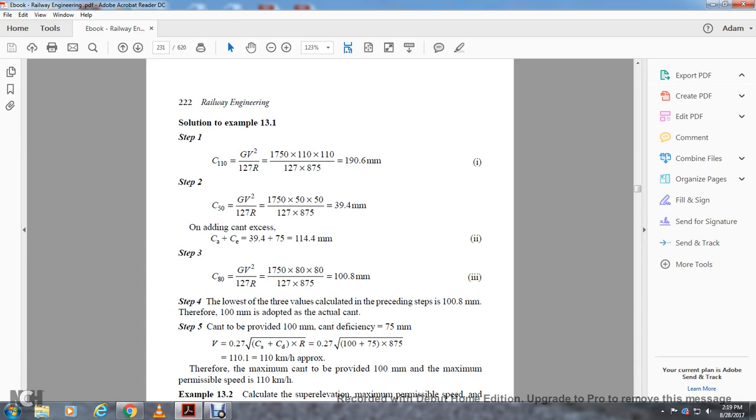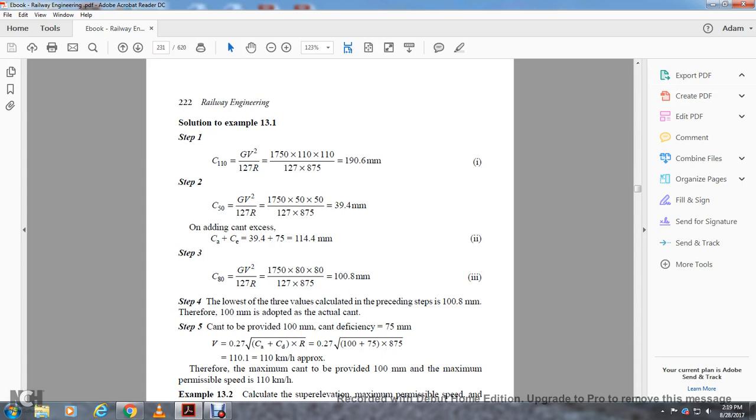C80, the cant at 80, equals G V squared over 127 R, which is 1750 times 80 times 80 over 127 times 875, which is 108 millimeters. Step 4: the lowest of the three values calculated in the preceding steps is 108 millimeters. Therefore, 100 millimeters is adopted as the actual cant.